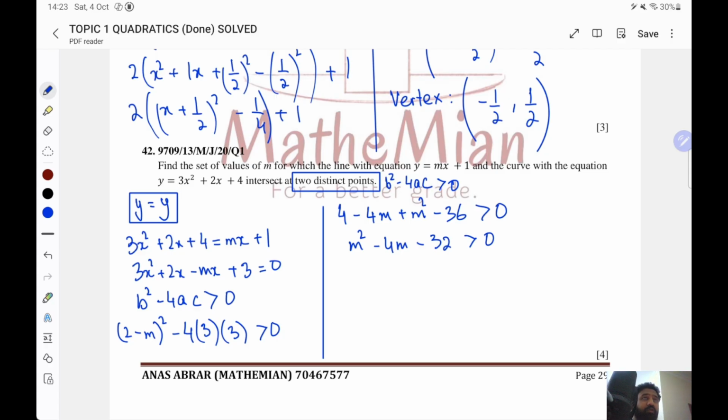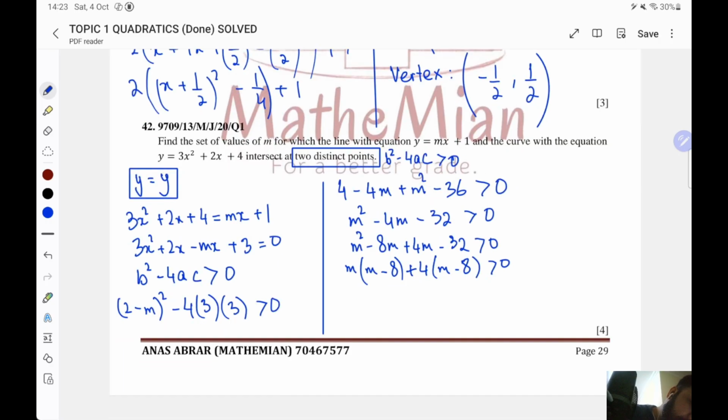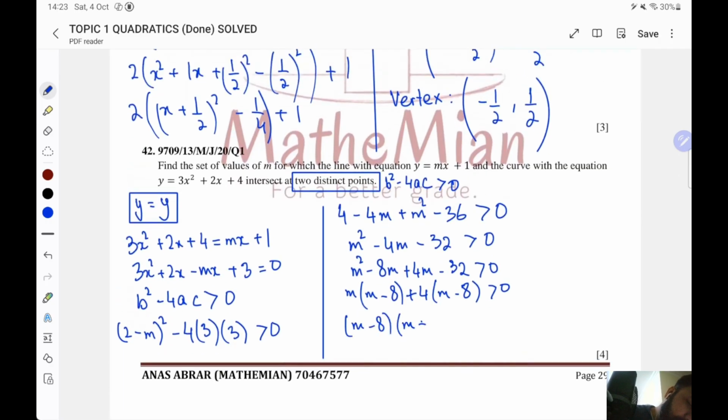So we need to find the two factors. 8 times 4 is 32, so the two factors will be m minus 8 and m plus 4, greater than 0. So the two critical values of m will be positive 8 and minus 4.